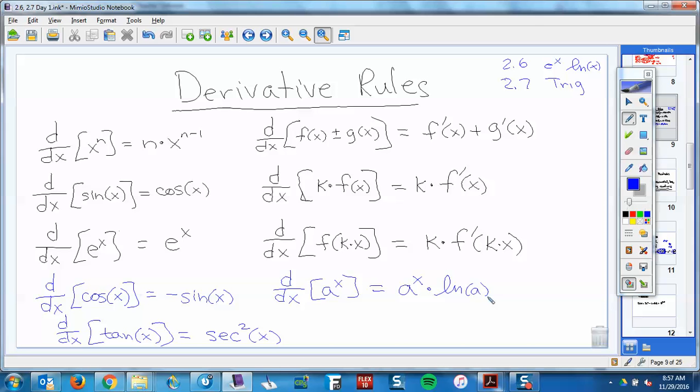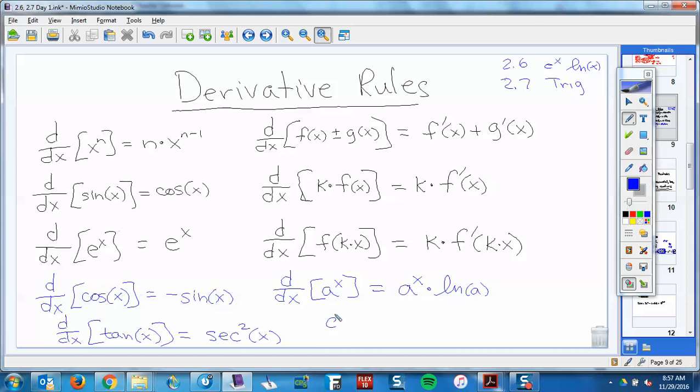Now remember, ln2 is just a number. So it's 2 to the x times this number ln2. 3 to the x would be 3 to the x times ln3. And to be honest, e to the x is actually the same thing. This would be e to the x times ln e. What's ln e? ln e is 1. So that's why we don't throw it on there. It's actually a special case, which is one more reason why e is a special number. Okay, so that's another derivative rule.